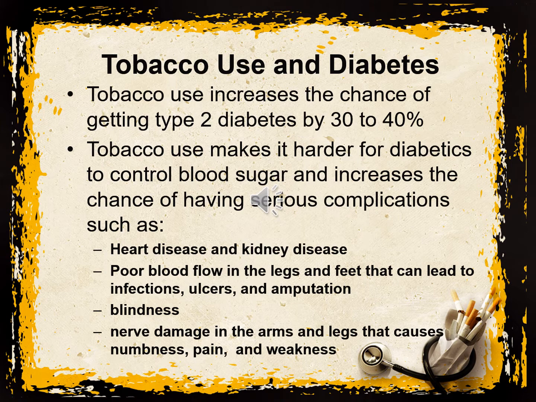Tobacco use and diabetes. Tobacco use increases the chance of getting type 2 diabetes by 30 to 40%. Tobacco use makes it harder for diabetics to control blood sugar and increases the chance of having serious complications such as heart disease and kidney disease, poor blood flow in the legs and feet that can lead to infections, ulcers, and amputation, blindness, and nerve damage in the arms and legs that causes numbness, pain, and weakness.